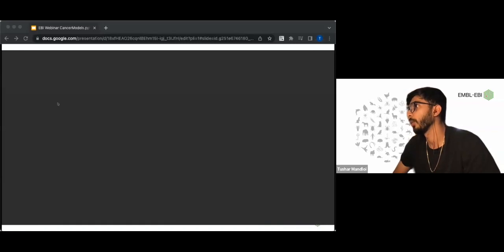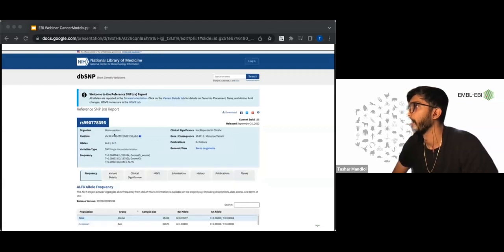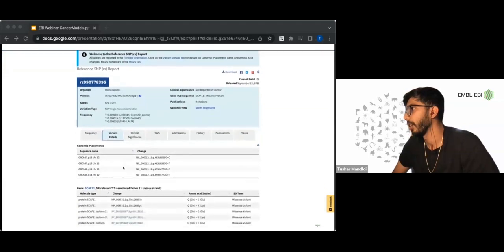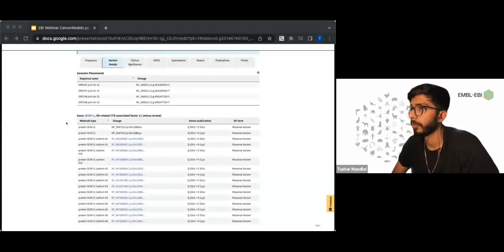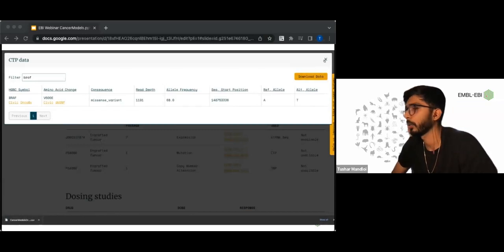She can also look into the variation by going to dbSNP, where you can find out the position of the mutation and other associated details. You can also download this data by clicking the download data button, in which you'll get a CSV file with all the mutations associated with the model.